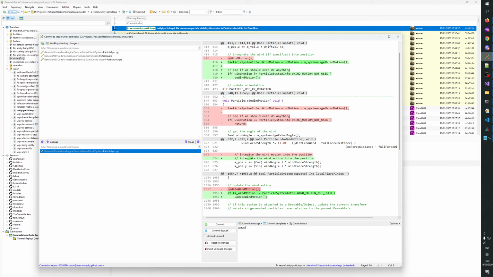Unify generals, not generals, the ParticleSys. ParticleSys optimize wind motion update. Well, yeah, optimize wind motion update when disabled in generals. Wind motion particle update when disabled.